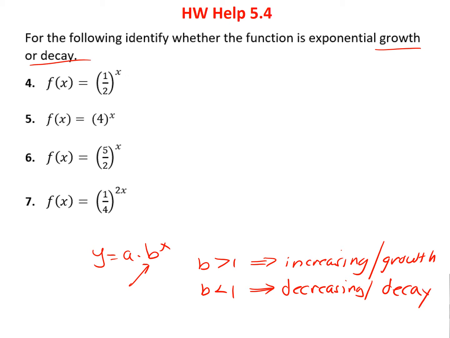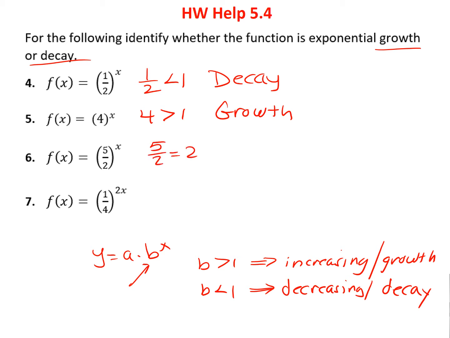So as I look at these, I just have to look at this b factor. And in all of these, you notice a is just 1. This is 1 times that, 1 times that. So notice 1/2, that's less than 1. So this is decay. 4 is greater than 1. So that's growth. 5/2, remember that's 2.5. That's greater than 1. So that's growth. And 1/4 is less than 1. Just ignore that. Don't worry that that's different. And we have decay again. Okay?